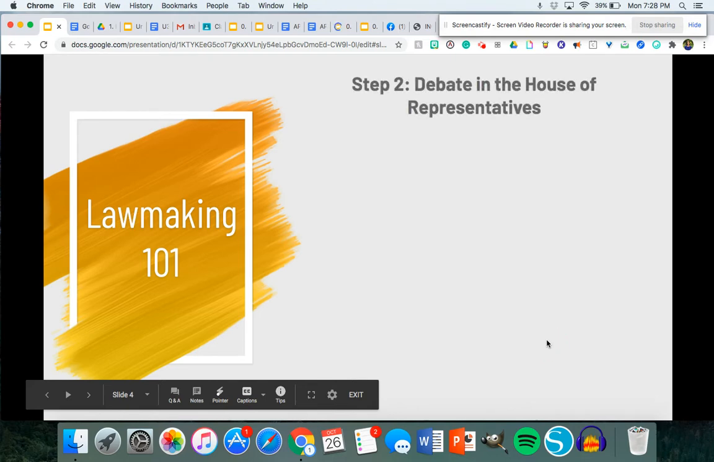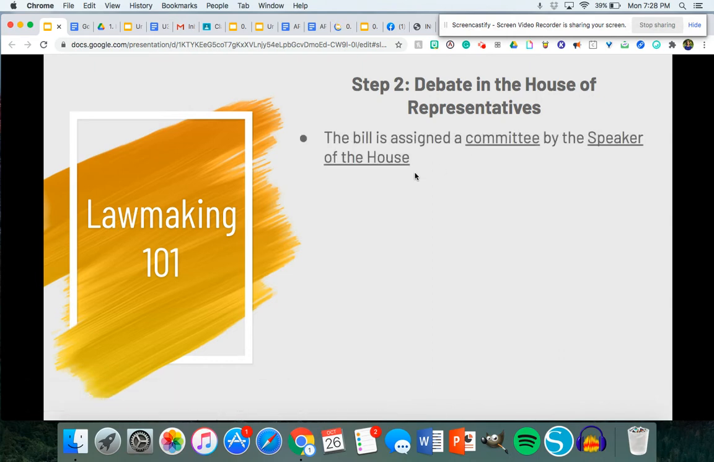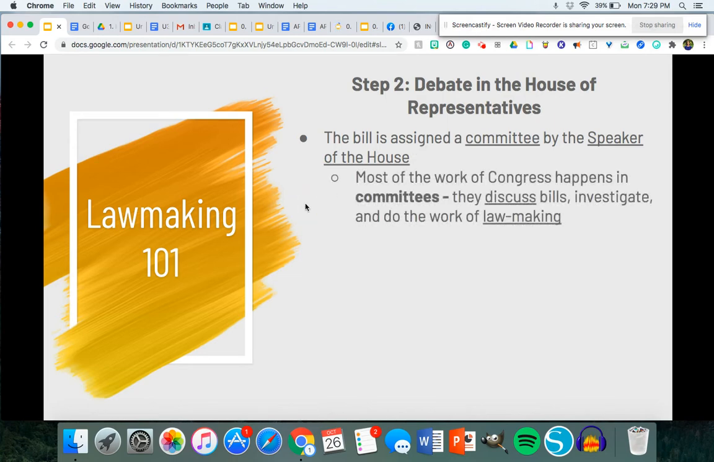Once the bill is introduced and assigned a number, it then goes to the House of Representatives and it's assigned a committee. This is basically a group, and we'll talk about this in a second, of representatives or senators, depending on where it starts, that meet to discuss the bill. It's a small group. The committee is assigned by the Speaker of the House. We've already talked about the leadership in Congress. The Speaker has a lot of power when it comes to assigning committees.